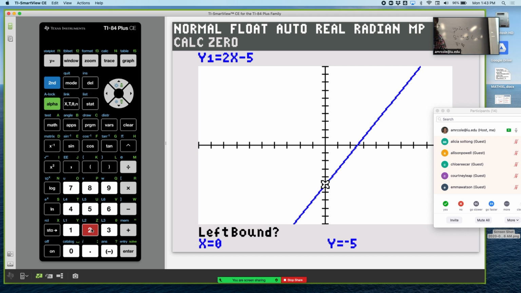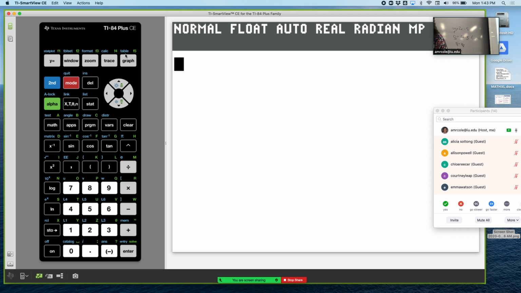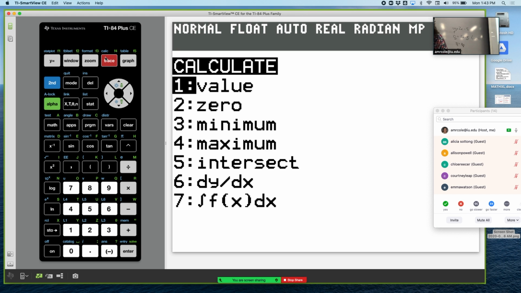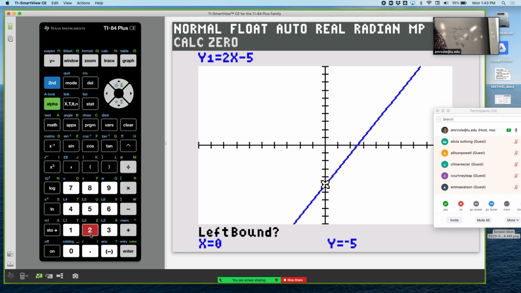Hit the 2 and then just stop, because if you look down here in the bottom left-hand corner, it's going to say left bound, which means left side. I'm going to go second quit and get out of this and do it again. So here's my graph, right? Then I went second calc to get that menu, and then I press 0, number 2, to get the x-intercept.